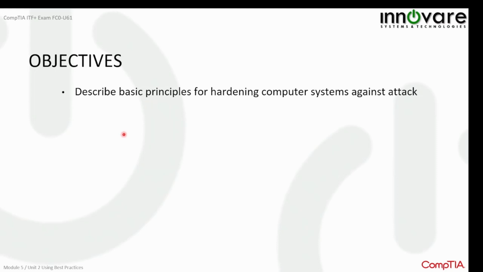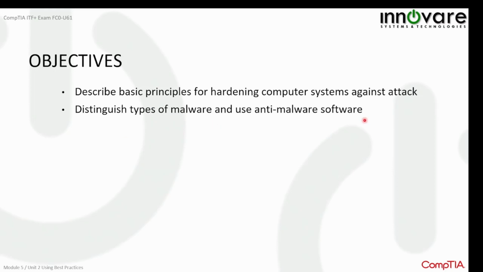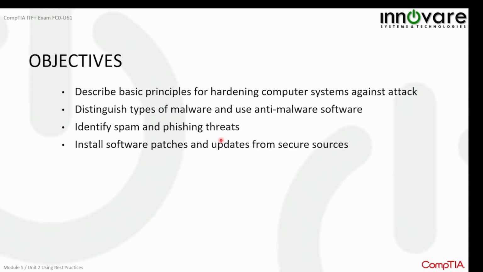Yan ang i-cover natin. Next is to distinguish different types of malware and learn how to use the anti-malware software. We will learn ano ba itong anti-malware and what is a malware. We covered this from the previous unit. Then we will identify spam. What is spam? And then phishing threats. And then we will also cover installing software patches and updates from secure sources. So these are the topics when it comes to best practices in securing a device.